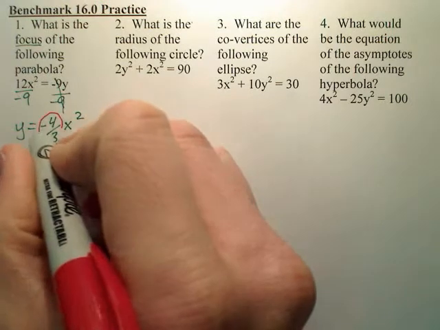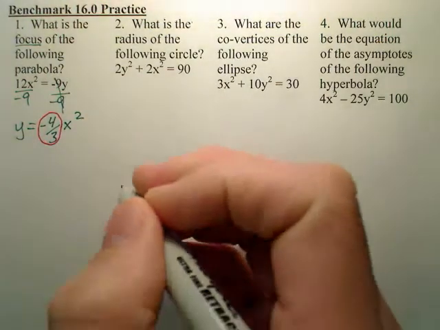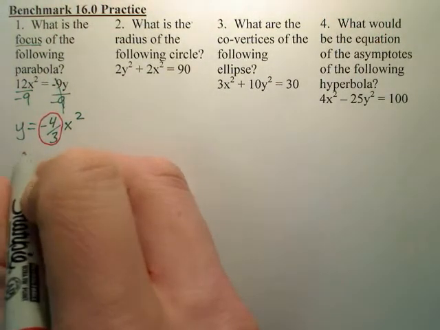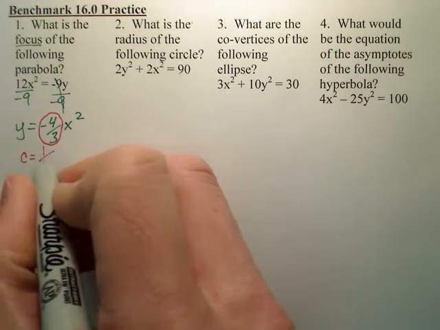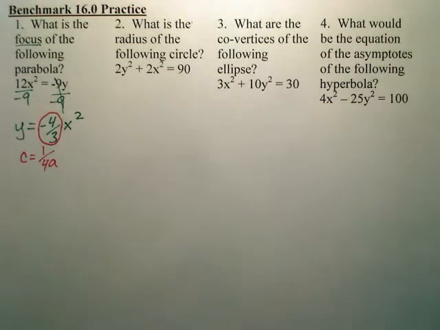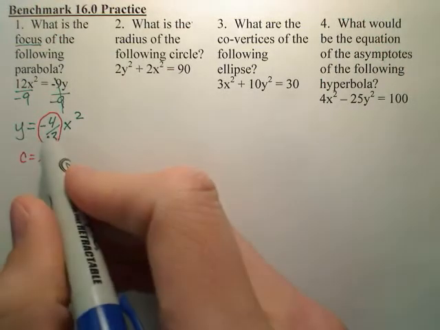Now, from there, to find the focus, I need to find c. C is going to use this number. The formula to find the focus is c equals 1 over 4a. That's the formula to find the focus. So using that formula, this is your a value.